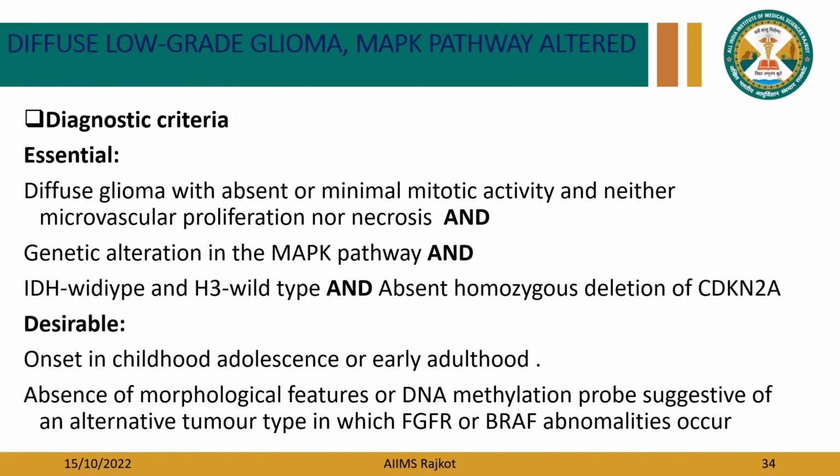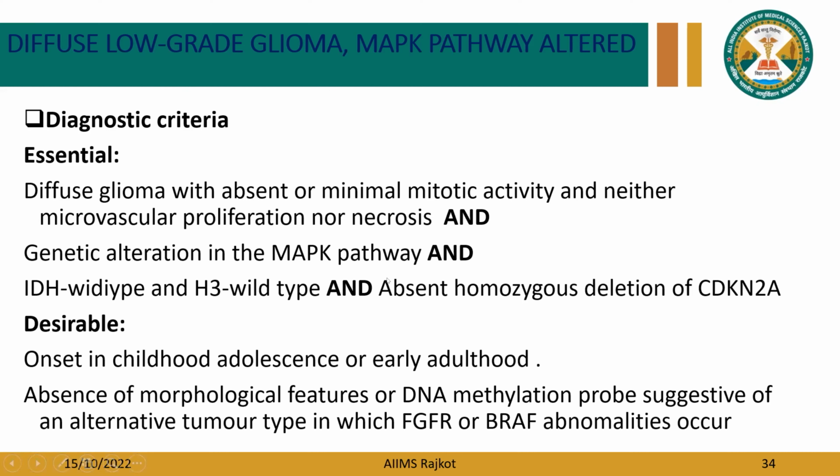Next tumor, diffuse low-grade glioma, MAPK pathway altered. This is the fourth and last tumor of this category. Essential criteria are diffuse glioma with absent or minimal mitosis and without microvascular proliferation and necrosis, with genetic alteration in the MAPK pathway, IDH and H3 wild type, along with absent homozygous deletion of CDKN2A. This homozygous deletion of CDKN2A is important because circumscribed astrocytic gliomas like pleomorphic xanthoastrocytoma and high-grade astrocytoma with piloid features both show deletion of CDKN2A, but here it is absent.